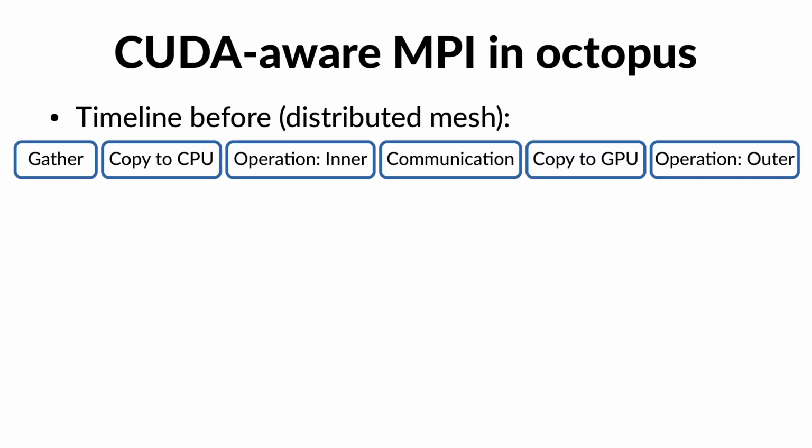Okay, now if we use CUDA-aware MPI, I'd like to just briefly show why this is beneficial. The timeline I show here is what happened before we implemented CUDA-aware MPI. This is when we have a distributed mesh. First of all, we need to gather the points from the neighboring processes that we need in order to compute our finite difference stencil.